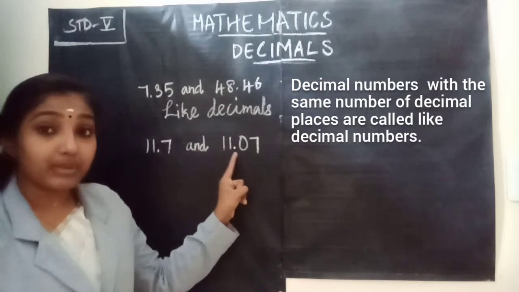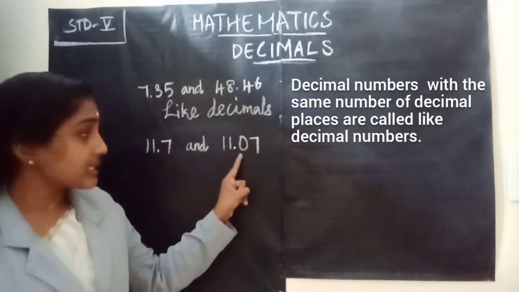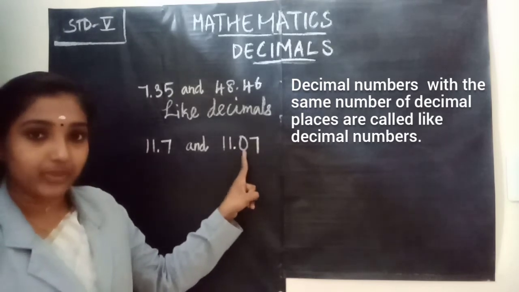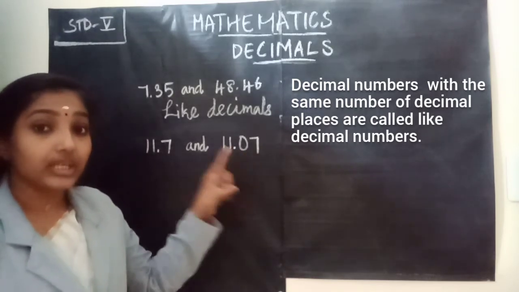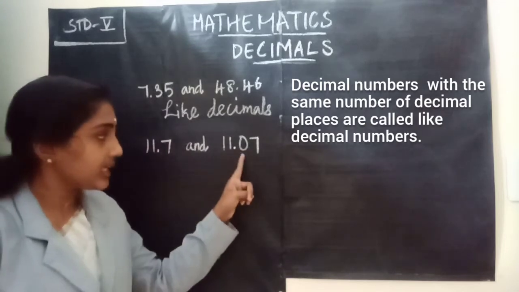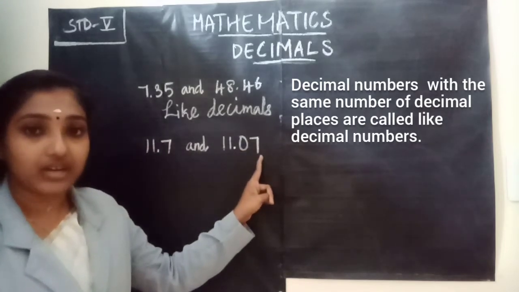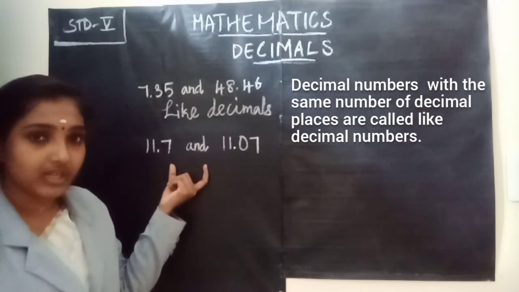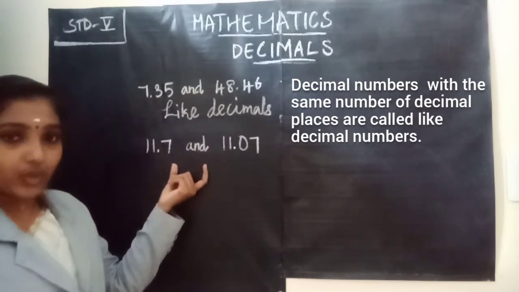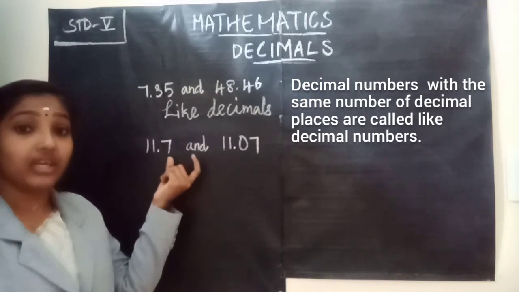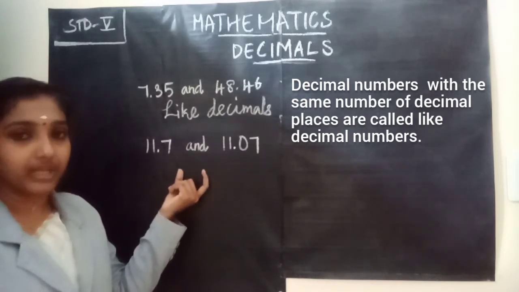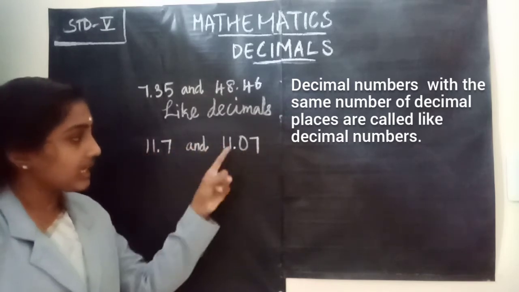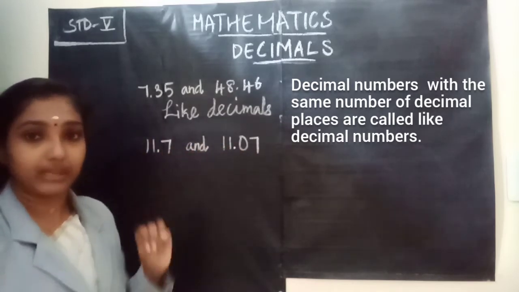And in 11.07, how many decimal places are there? After the decimal, we can see two digits, 0 and 7. So there are two decimal places, right? The 10th place and also the 100th place is there. So can we say these are like decimals? No, because they do not have an equal number of decimal places. The first number has only one decimal place and the second number has two decimal places.